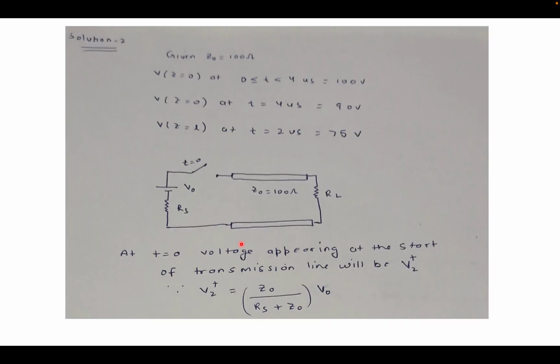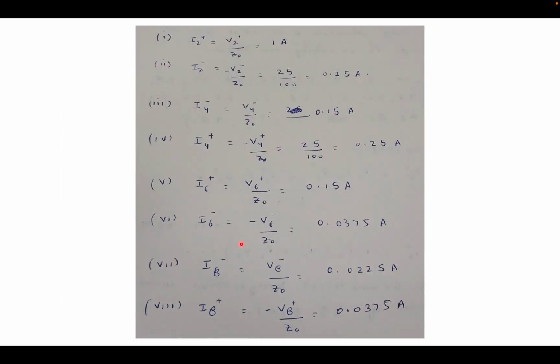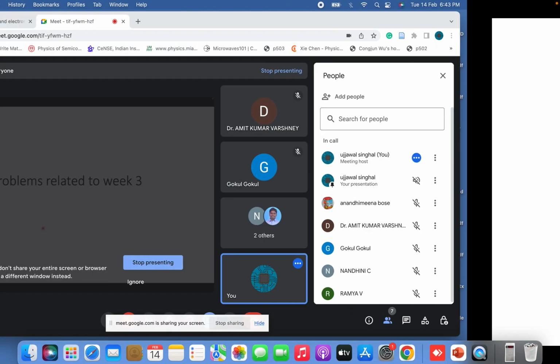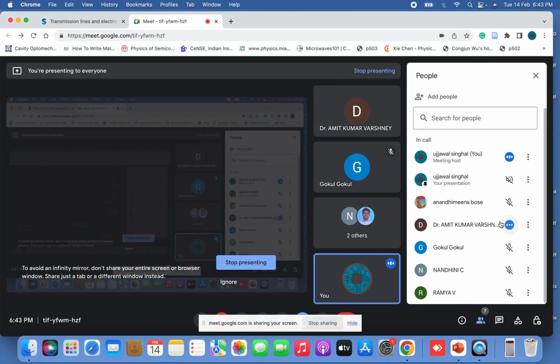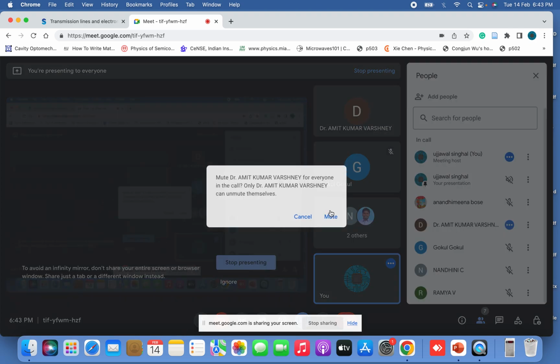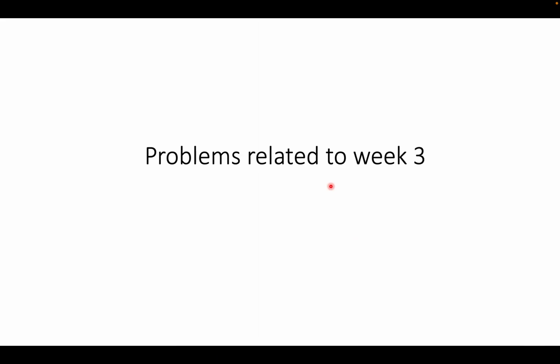But before that, we will try to solve some problems related to week 3. One or two problems we will solve. I have included two or three problems related to the week 3 assignment. I will show you the problem and you need to tell me the answers. You can take your time, solve them, and then we will go through the solution one by one.